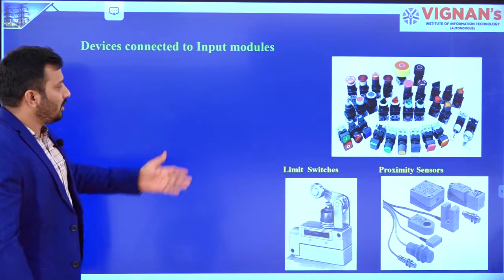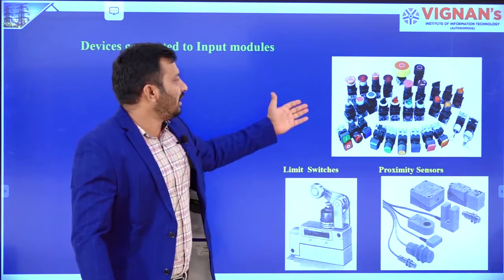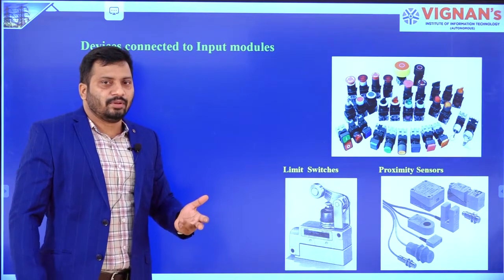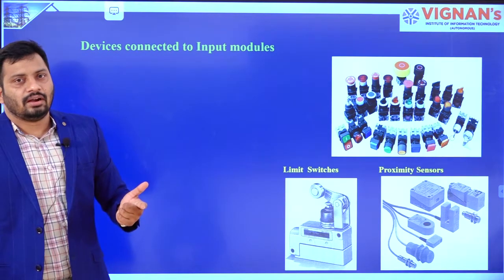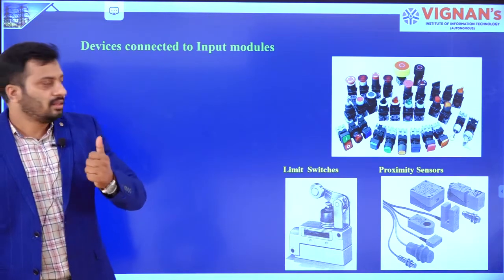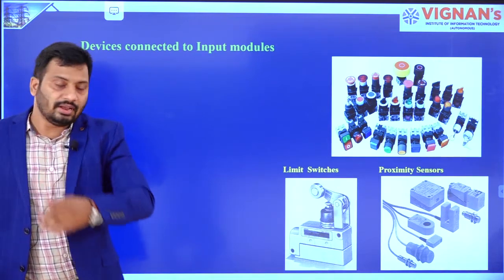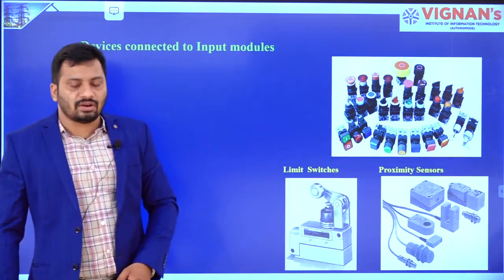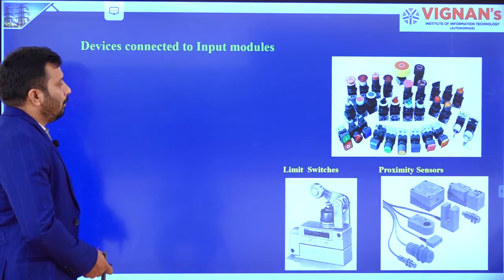Now you can see some more devices here. Especially the input devices: you can see different switches, push button switches, normally open and normally closed push buttons, right? Limit switches, then knife switches, like that, so many. Normally dual button switches, and proximity sensors. These all act as input devices to the input module, right?